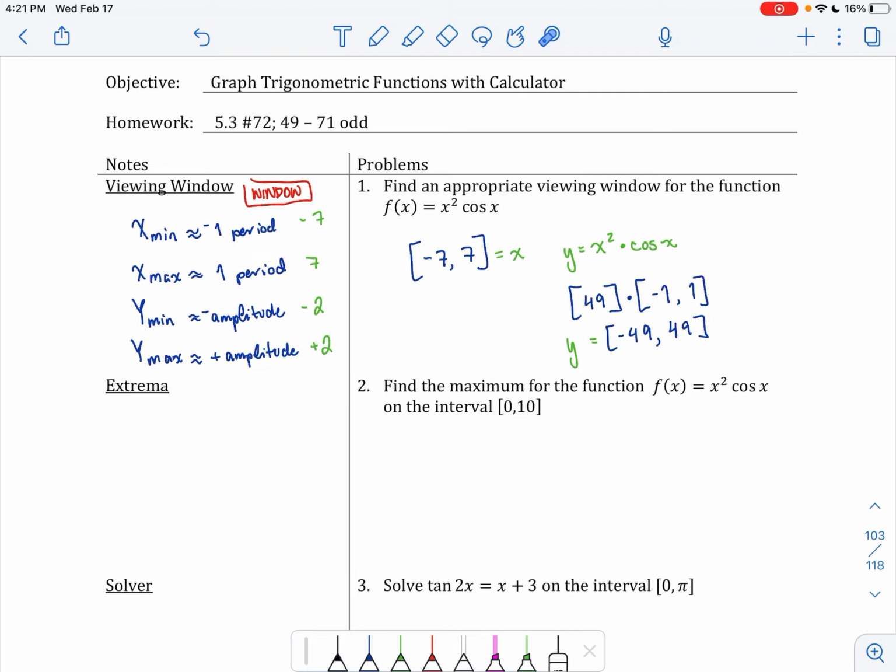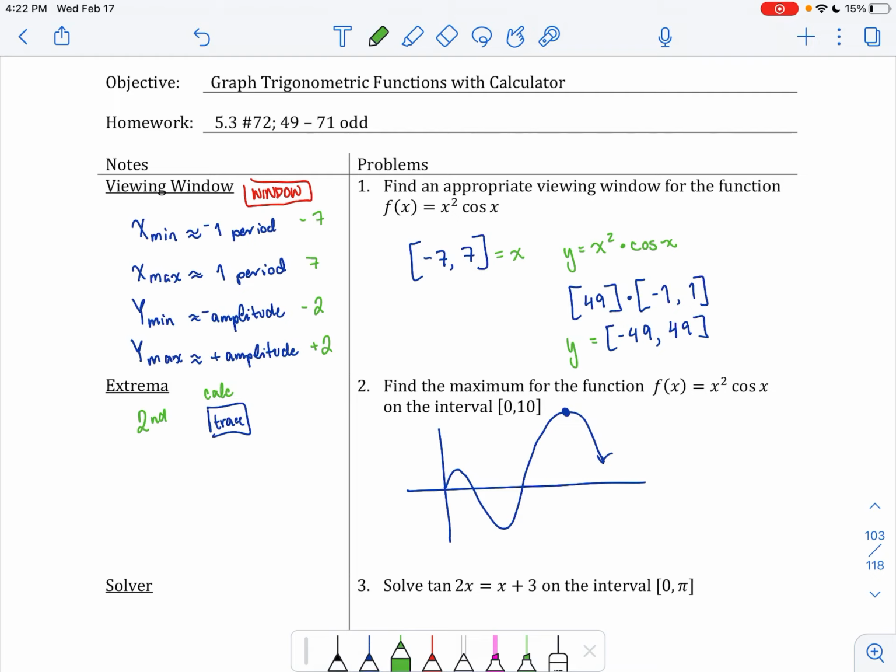Now, just as a quick review, if we want to find extrema, we're going to want to use our second function. So click second, and then you want to go to the trace key. Since you click the second button first, you're going to get calc as calculate. If it's asked, find the maximum on the function from 0 to 10. Well, if you graph this function from 0 to 10, you would get a function like this. And so the maximum in that range is here.